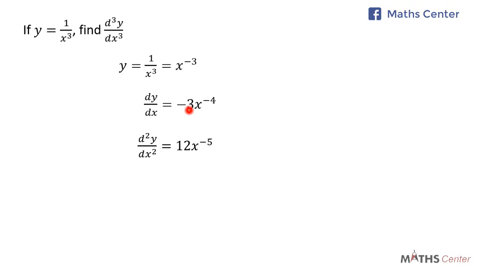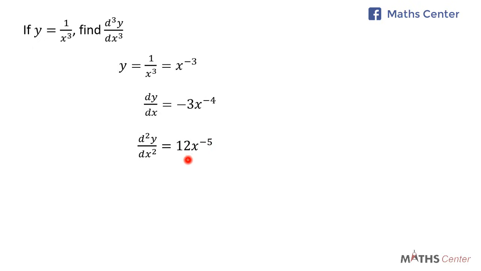So you differentiate negative 3 x exponent negative 4 again. The negative 4 will drop and multiply. So you are going to have negative 3 times negative 4. And then the exponent, which is negative 4, will reduce by 1. Negative 3 times negative 4 gives us 12. Negative 4 minus 1 gives us negative 5. And so this gives us 12x exponent negative 5.